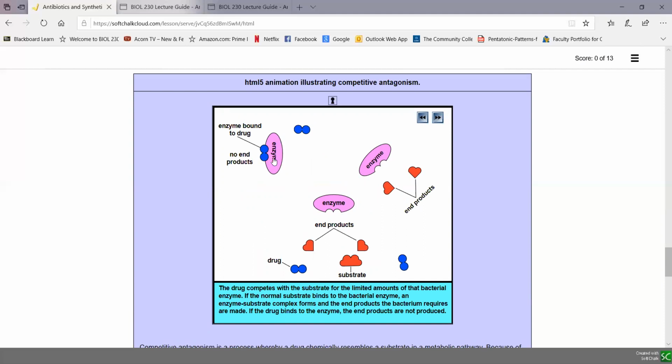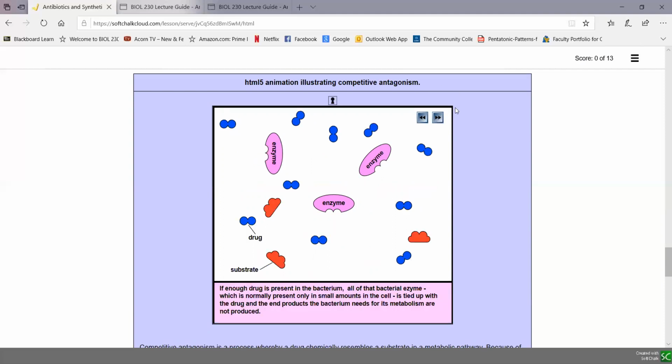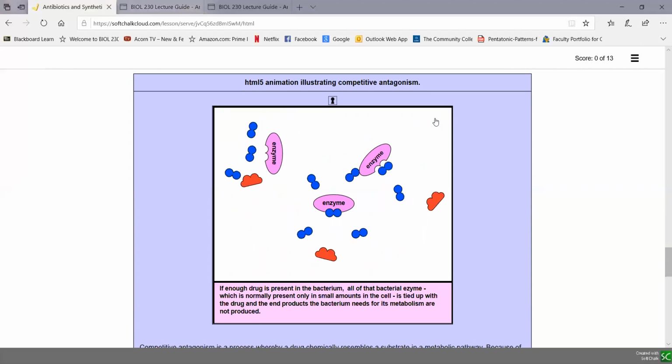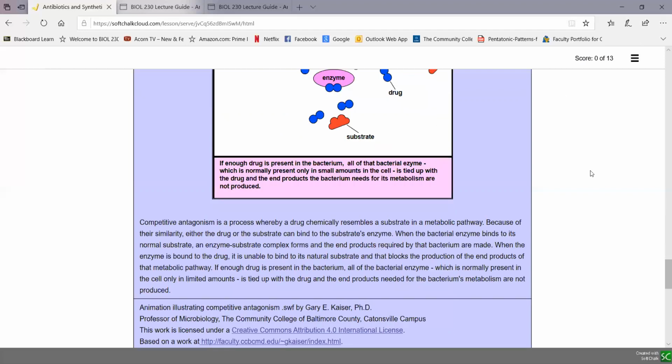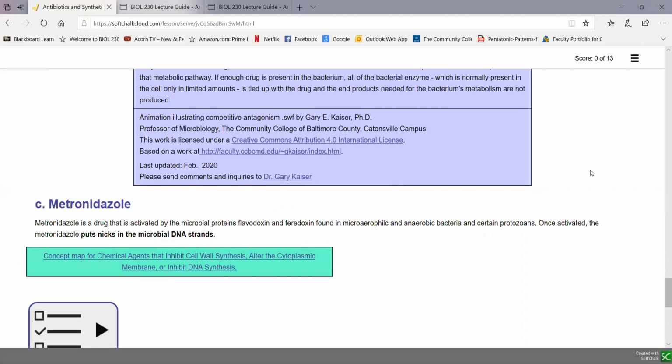But if the drug binds, that prevents the substrate from binding, and that ties up the enzyme so the enzyme can't function. So the idea here behind competitive antagonism is that there's enough drug inside the bacterium that virtually all of the limited bacterial enzyme winds up being attached to the drug and unable to attach to the normal substrate. So the drug is resembling a substrate, and it competes with the substrate for the enzyme. If there's enough drug present, it ties up pretty much all of the enzyme, blocking that enzyme's normal function. And our third group of drugs that interfere with nucleic acid replication, it's called metronidazole.